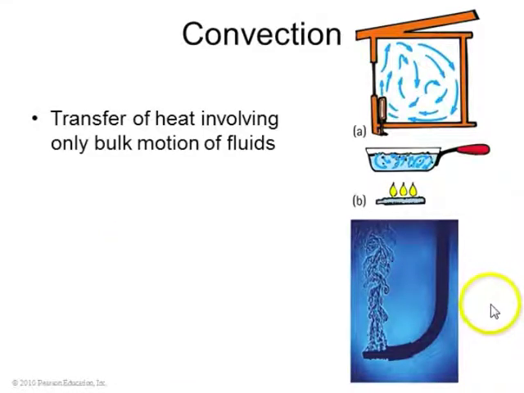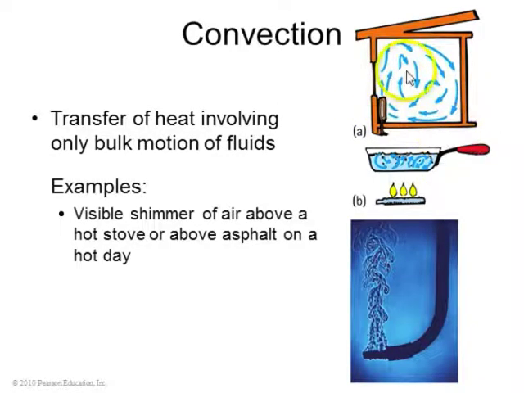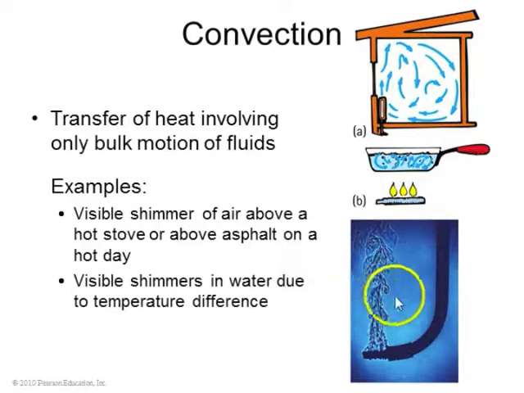Convection is the transfer of heat involving the bulk motion of fluids. For example, in this room, you might be able to see a visible shimmer of air above the radiator, and that's actually the air moving and carrying heat around. You can also sometimes see visible shimmers of heat currents in water, for example on this pot or above this heating element.